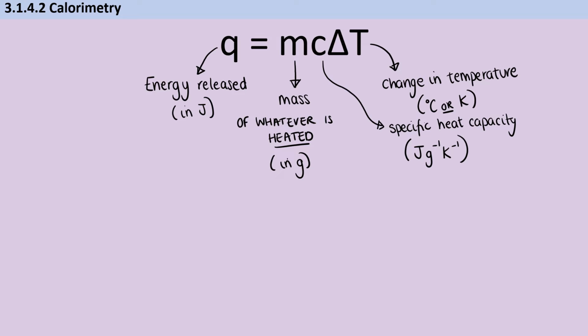So if you measure the change in temperature from 0 degrees to 20 degrees, and you measure it from 273 Kelvin to 293 Kelvin, it's exactly the same temperature change. It's 20, whichever way you look at it.